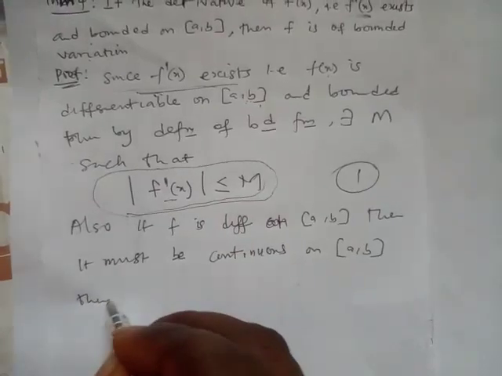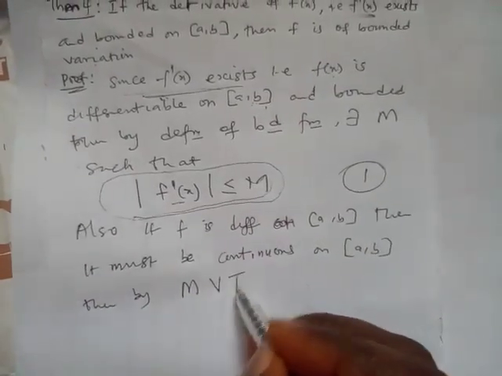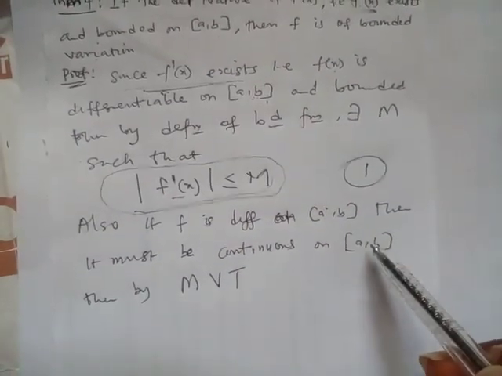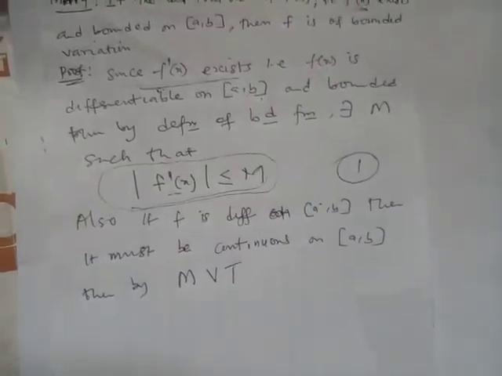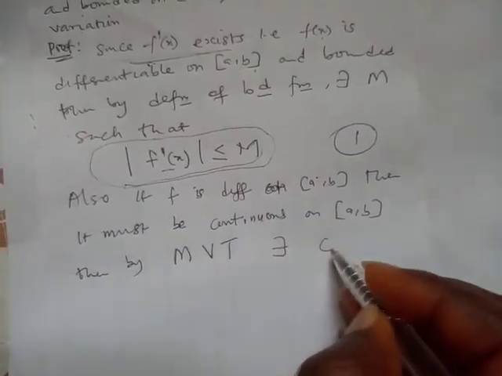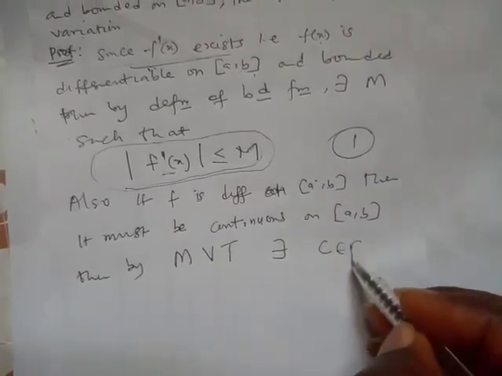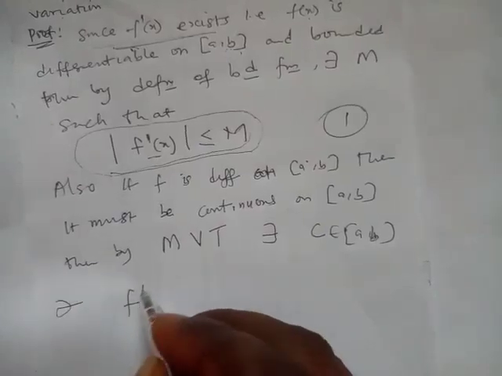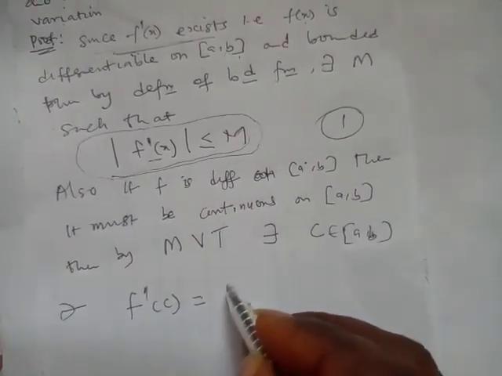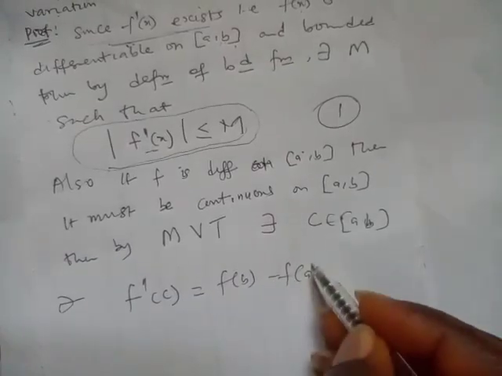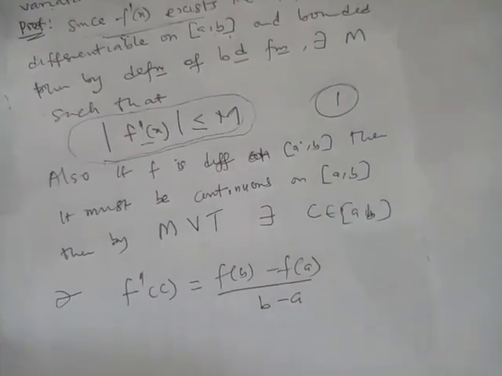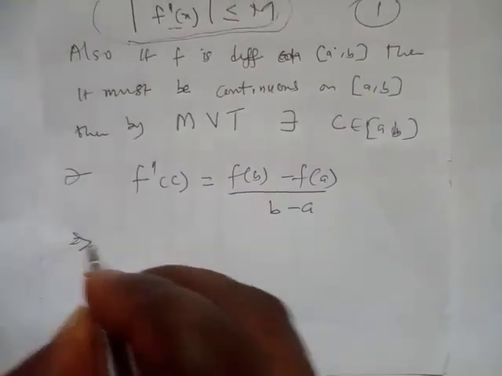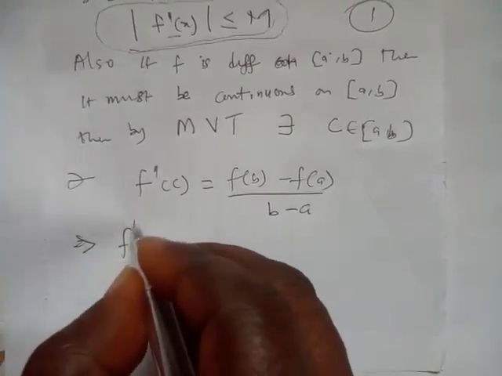So then by mean value theorem, we say that the mean value theorem says that if f of x is continuous in a closed interval and is differentiable in an open interval, then there exists a point C belonging to this interval such that f prime of C is equal to f of B minus f of A over B minus A. That is what the mean value theorem says.